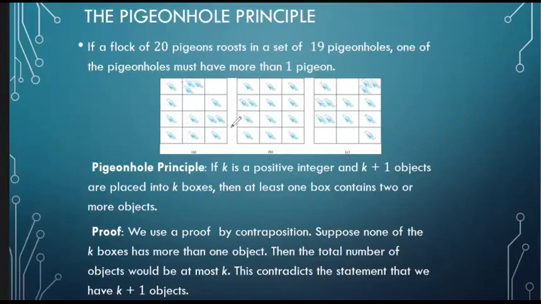So this diagram is representing the same. There are more pigeons than pigeonholes, so at least one pigeonhole will have more than one pigeon in it. If you notice this diagram, there is one extra pigeon compared to the number of pigeonholes. So in this case we have 2 pigeons over here.